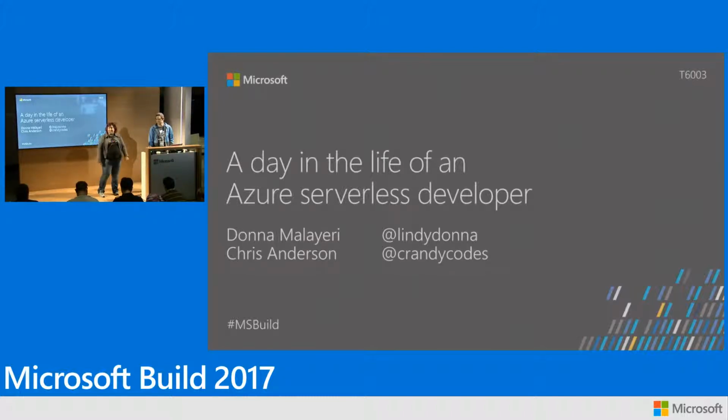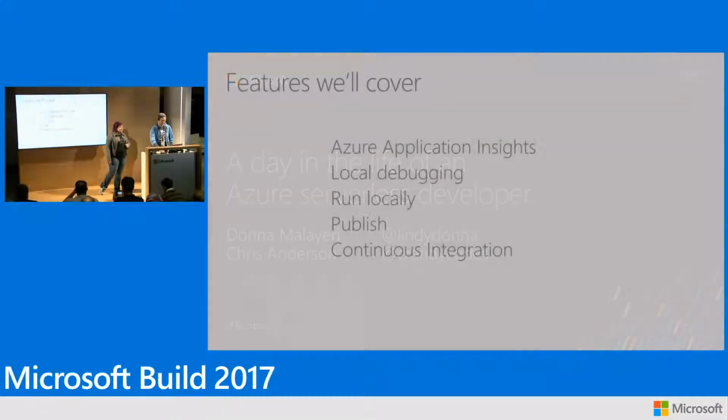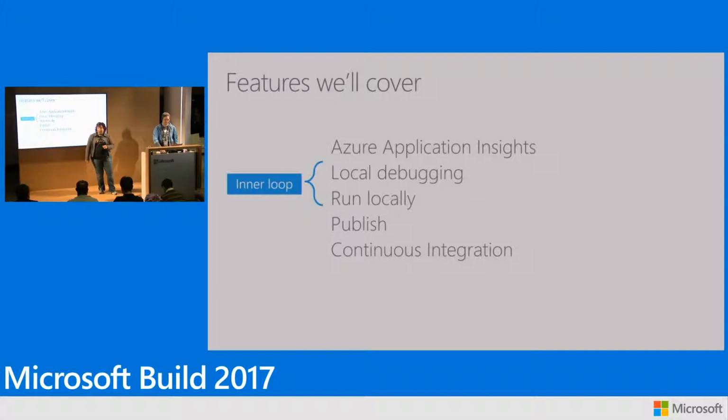However, for the next 20 minutes, we will be performing in a short play entitled "A Day in the Life of an Azure Serverless Developer." Chris will be playing the part of a developer who finds and fixes a bug. And through this, you'll see the emotional highs and lows as we find a bug, fix it, and deploy the fix to production. And you'll see both the inner loop of this process, which is local debugging and running locally, as well as the outer loop, where you use Azure Application Insights to find the bug, and you use publish through Visual Studio and continuous integration to push those changes to production safely.